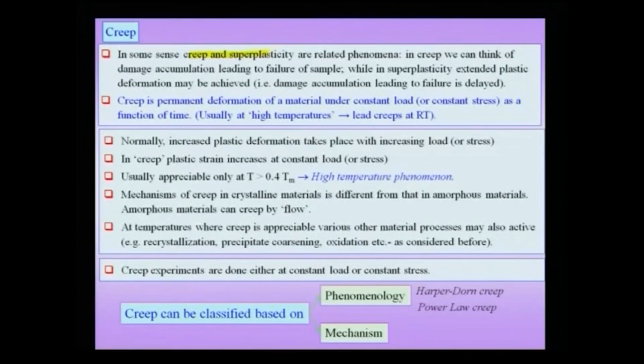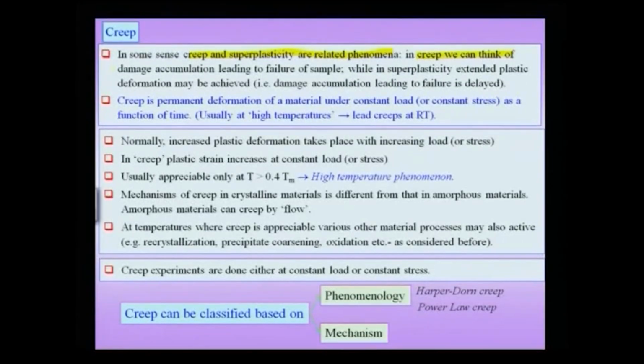Now, a very related phenomenon to superplasticity is the phenomenon known as creep. In creep too, sometimes we get long elongations, but if you look at the mechanisms, often the mechanisms between superplasticity and creep are very, very similar, and therefore we can think of creep and superplasticity as related phenomena. Typically these are low strain rate, high temperature phenomena, but the important difference is that in creep we can think of damage accumulation leading to failure of the sample, while in superplasticity extended plastic deformation can be achieved. That means accumulation of damage leading to failure is delayed in superplastic deformation.